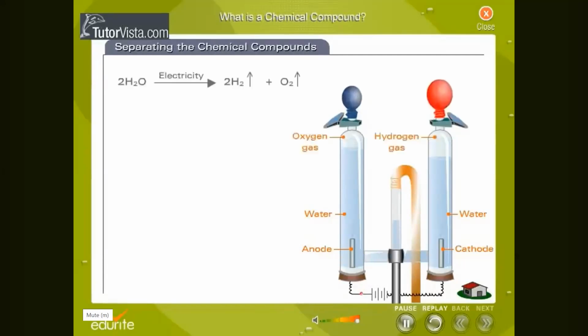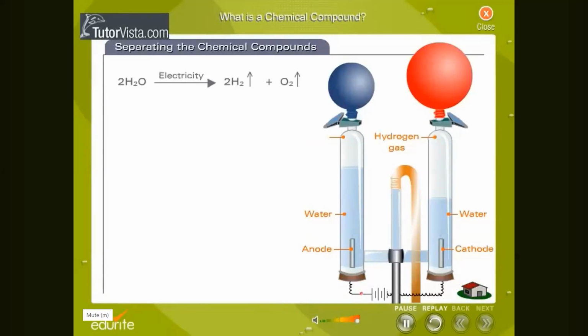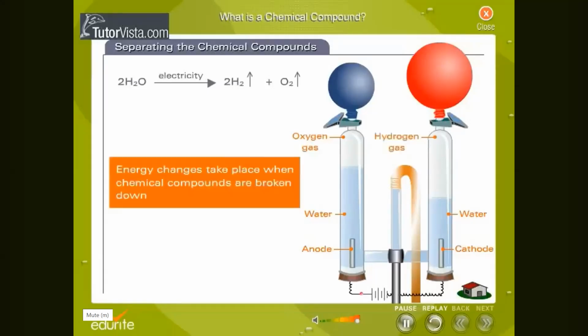Oxygen atoms bubble up to fill the blue balloon, while hydrogen atoms fill up the red balloon. There are 2 hydrogen atoms for every atom of oxygen in a water molecule, H2O. Therefore, the red balloon fills up faster. Thus, when water is electrolyzed, oxygen gas is formed at the anode, while hydrogen gas is formed at the cathode. Energy changes take place when chemical compounds are broken down.